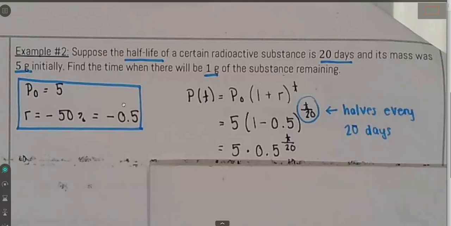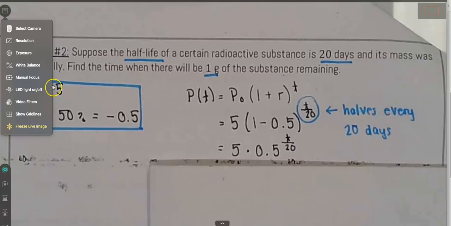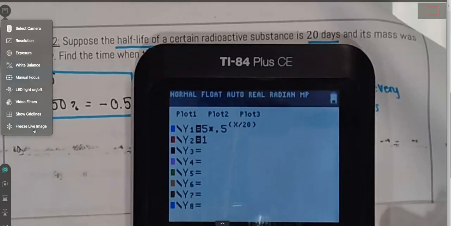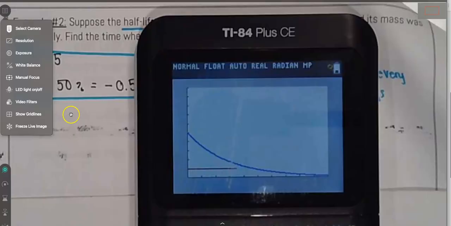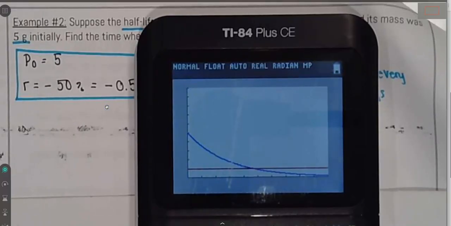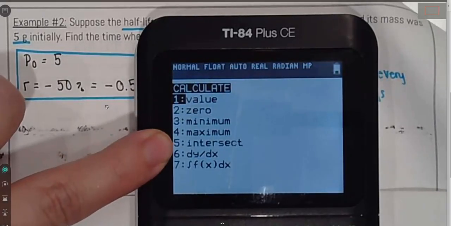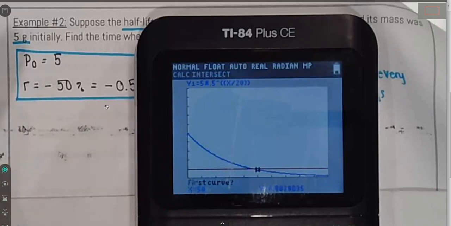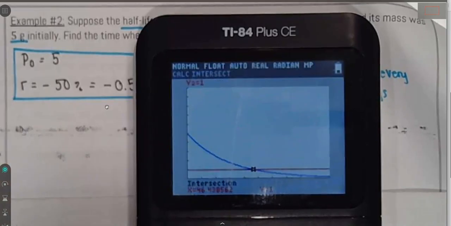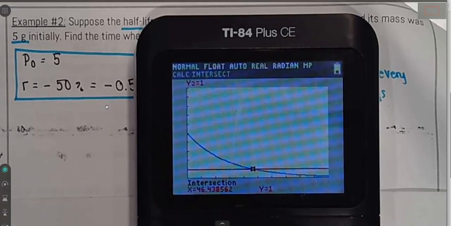Okay. Let's go over it. All right, here is the answer. What was it? 46.9? No, sorry. It's 3 decimal places. All right. So if you graph this, you should get something like this, or if you used a different window, that's fine. So second calc, intersect is number 5. Then you're going to hit enter 3 times. 1, 2, 3. Looks like 46.439.